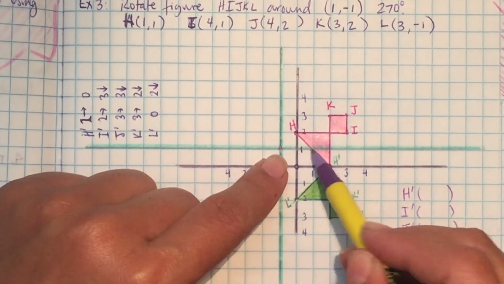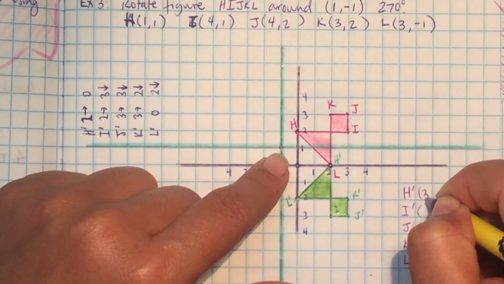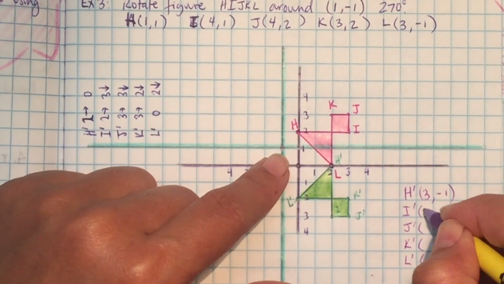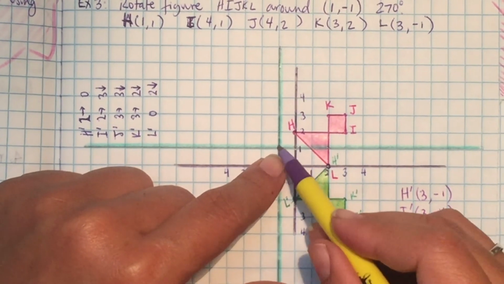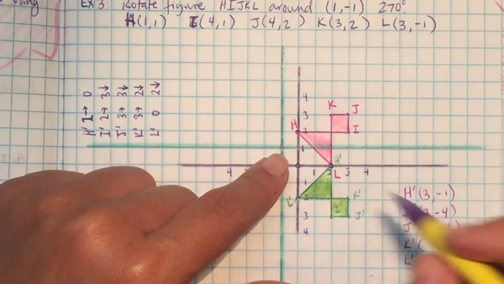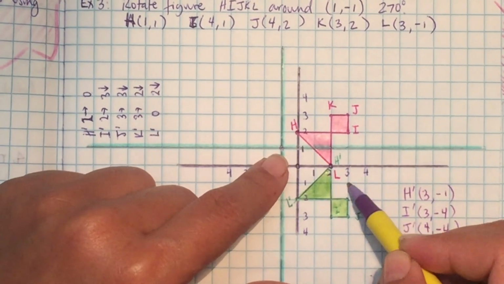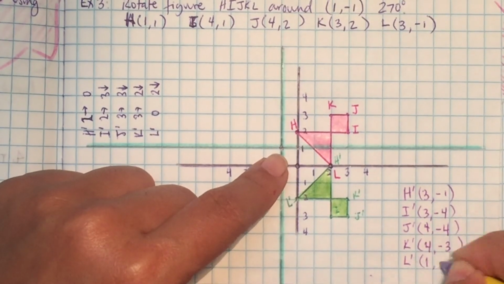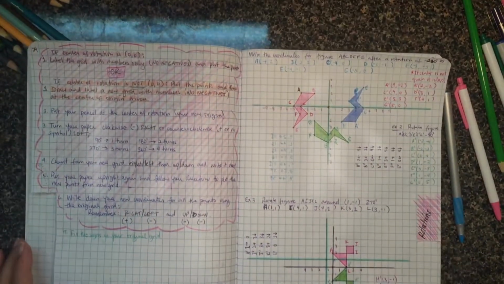So count. H prime is 3 right and 1 down, so 3, -1. I prime is 3 right and 4 down, so that's 3, -4. J prime is 4 right and 4 down, so that's 4, -4. K prime is 4 right and 3 down, so 4, -3. L prime is 1 right and 3 down, so 1, -3. And that's it. That's all there is to rotations. Let's practice.